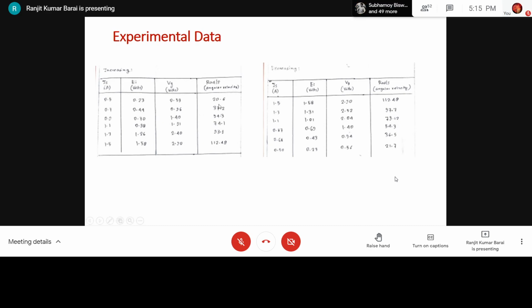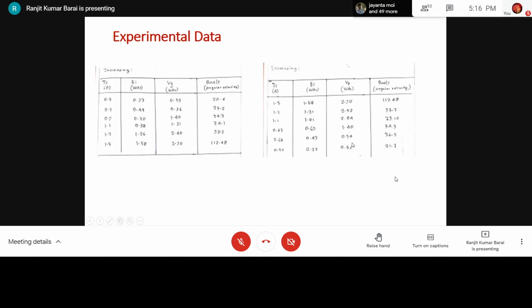Now, without switching off the power supply, after attaining the maximum value of current, we will decrease the voltage EI from maximum to minimum. So what will happen? We will again get a set of readings for the tacho generator like this. So increasing, here it is decreasing.